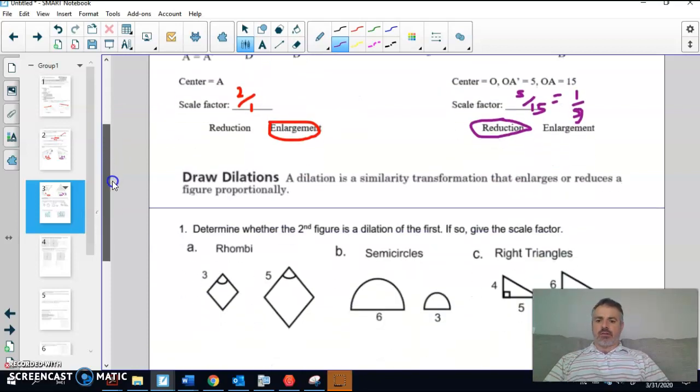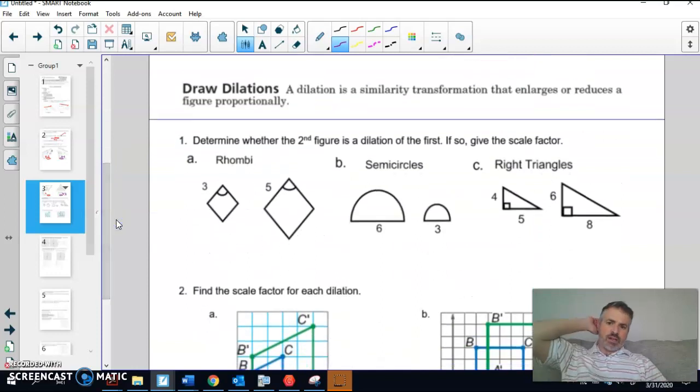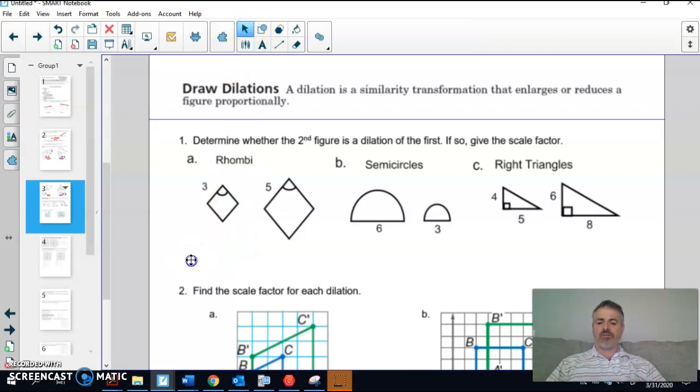So down here, it asks you to draw some dilations. A dilation is a similarity transformation that enlarges or reduces a figure proportionally. Determine whether the second figure is a dilation of the first. If so, give the scale factor. So the second is a dilation of the first. This would be an enlargement of what, 5 to 3? So enlargement 5 to 3.